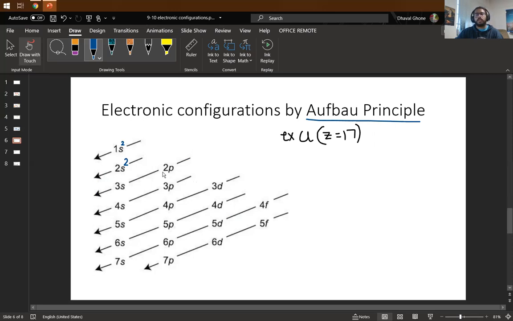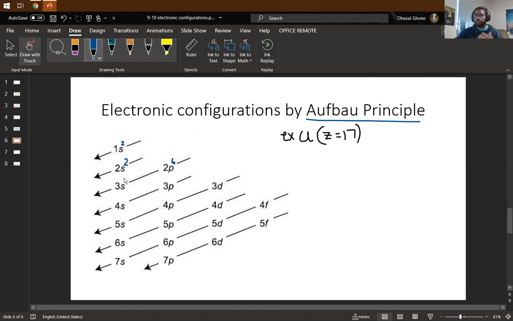Moving on, I go to 2p. Now p can hold more electrons. It can hold 6 electrons, so I can write at the most 2p6. It can be an event where I don't have enough electrons to fill, like in smaller atoms. I can go ahead and write 2p4 if I only have 4 electrons left, or 2p3 if I have 3 electrons left. But if I have to fill it to the maximum level, I would put 2p6.